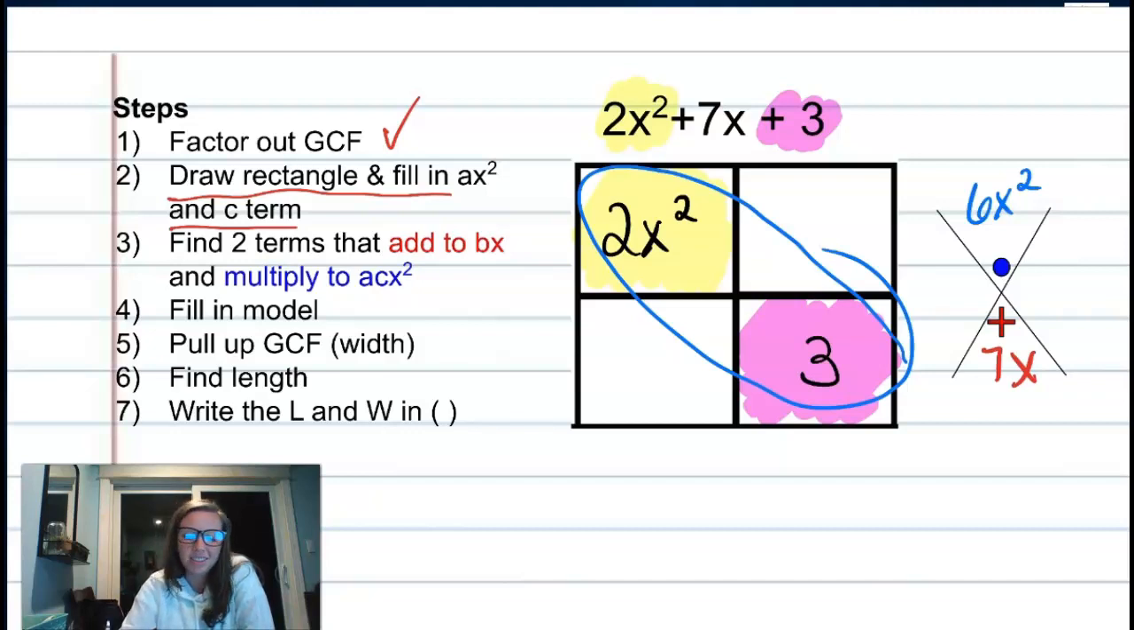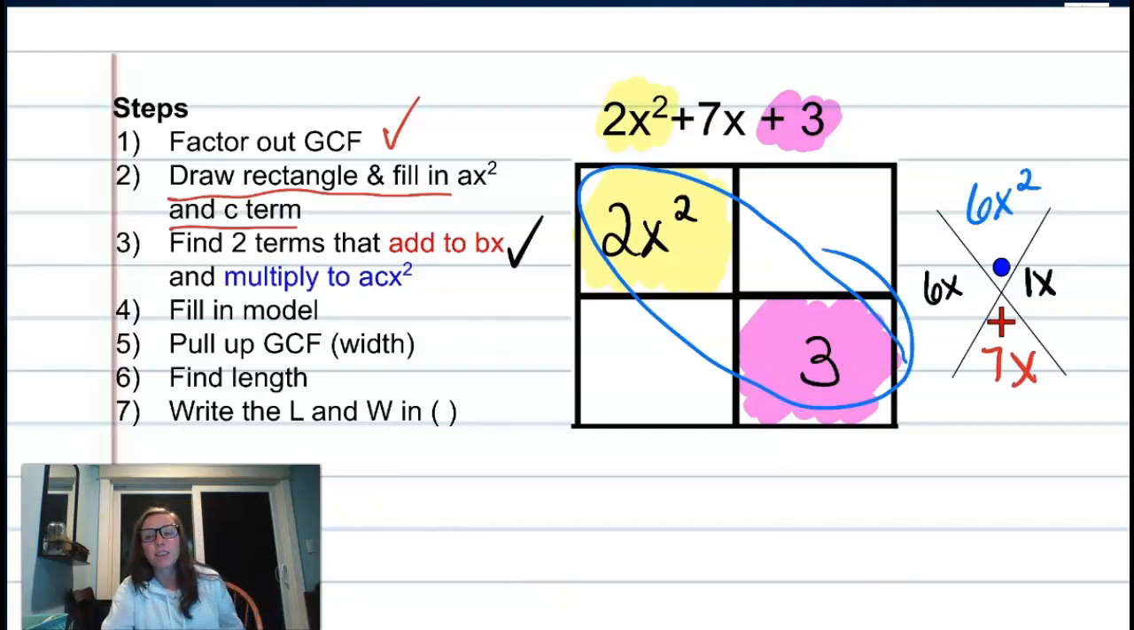Okay, so we're starting. All right, so you need to think. Two terms. They're both going to have x's in them because we're adding to 7x and multiplying to 6x squared. So two terms, add to 7, multiply to 6. So hopefully you're able to think, oh yeah, 6x and 1x. If I multiply them, I get 6x squared. If I add them, I get 7x. All right, good news. We finally finished step 3.